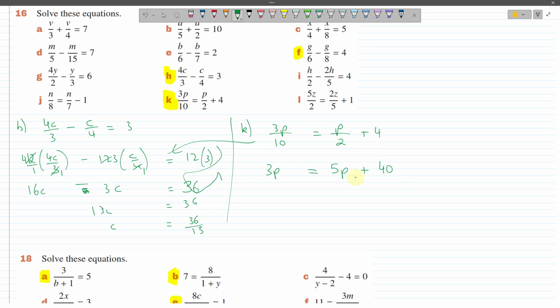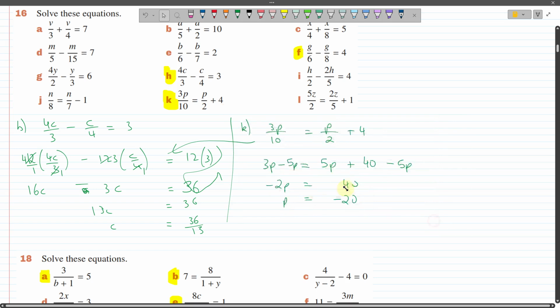Anyway, moving on. Now you have variables on both sides. That's okay. We can just minus 5p here, minus 5p there. Okay, what's the result? 3p minus 5p is negative 2p. 5p minus 5p gets 0, and then the 40 left over, and p is, divide both sides by negative 2, giving you negative 20.